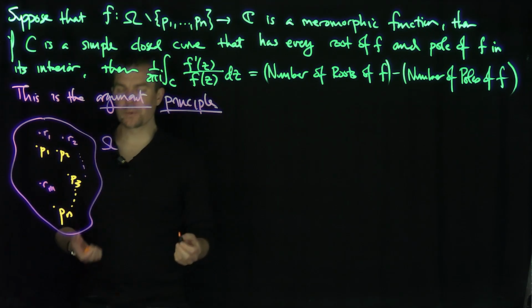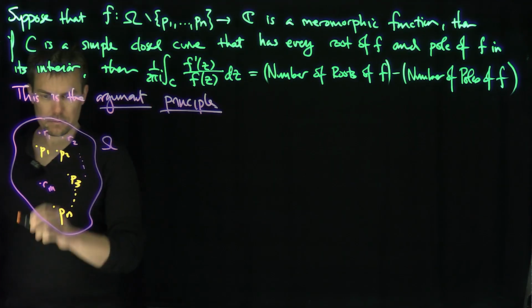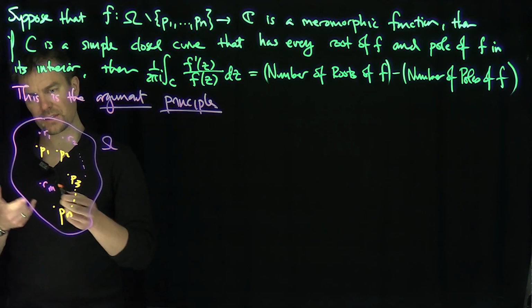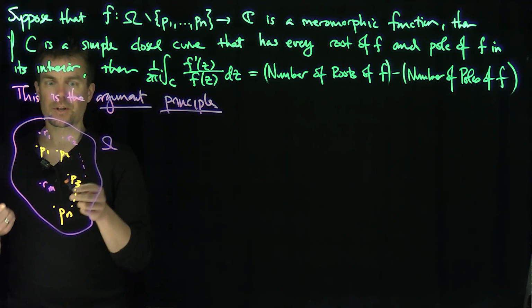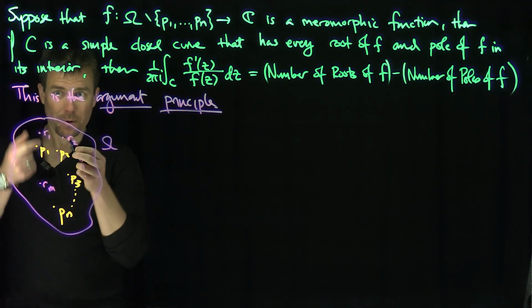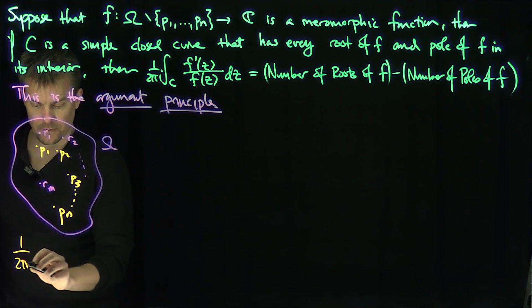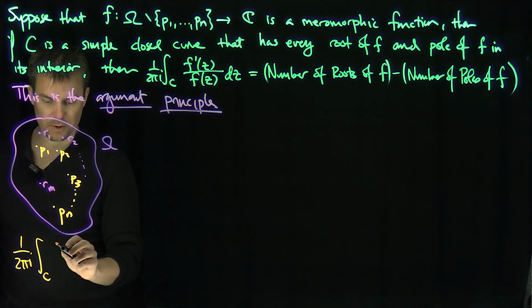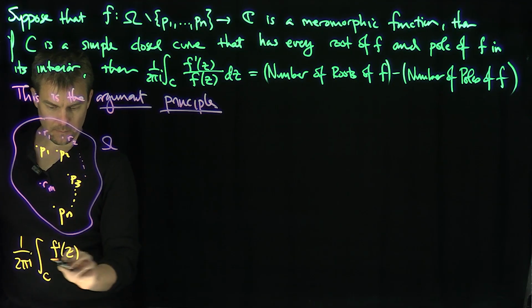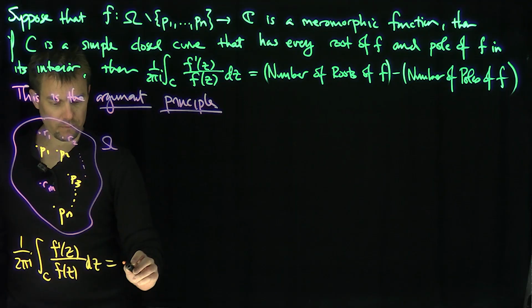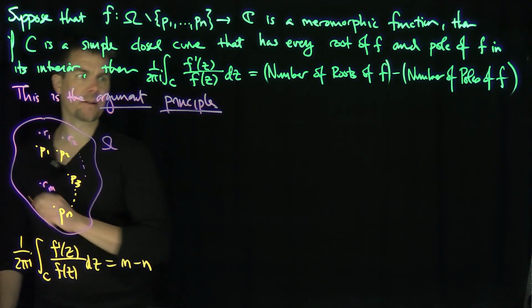And what the argument principle is saying is that, and of course I'm assuming they're all simple, but you might have repetition. So R2 might be equal to R3, for example. R3 might be R4, et cetera. And so that says that 1 over 2 pi i, the integral of the logarithmic derivative over this curve, is just the number of roots, m minus n, like that.